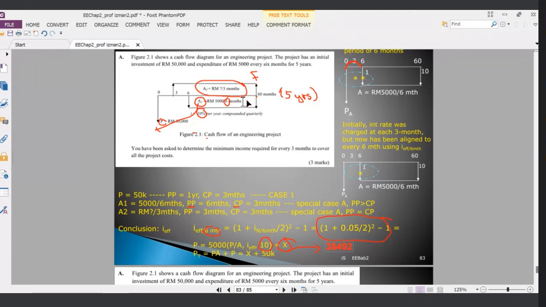So what you need to do next is total up the P at N equals 0. Then you need to convert this P total, which is 50 plus 38, so the P total is 88,492. And then, P is known and A is known, so you need to determine the A2.